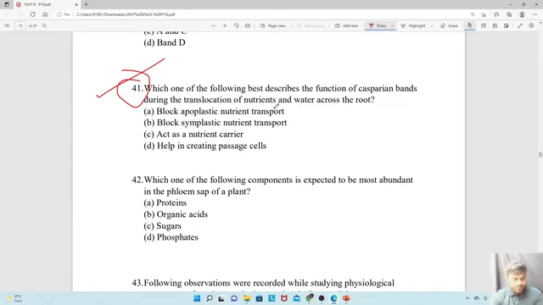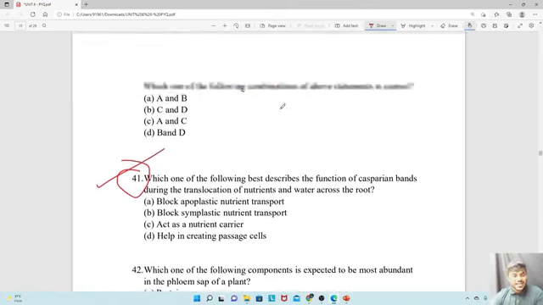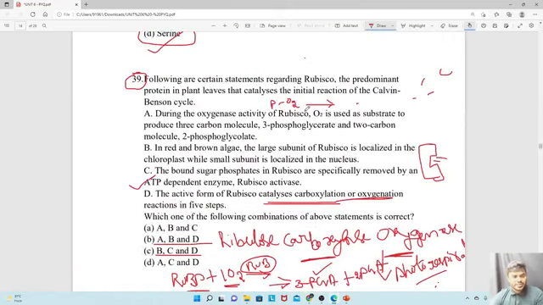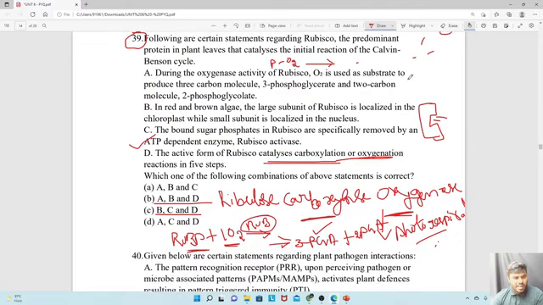Okay, go for question number 41. I think Shafia has given an answer. Shafia, your answer is for 41, right? Where did I say 5 steps, dear? Where are the 5 steps? First of all, tell me. The active form of Rubisco catalyzes carboxylase or oxygenation reaction in 5 steps. Okay, this one you are talking about.